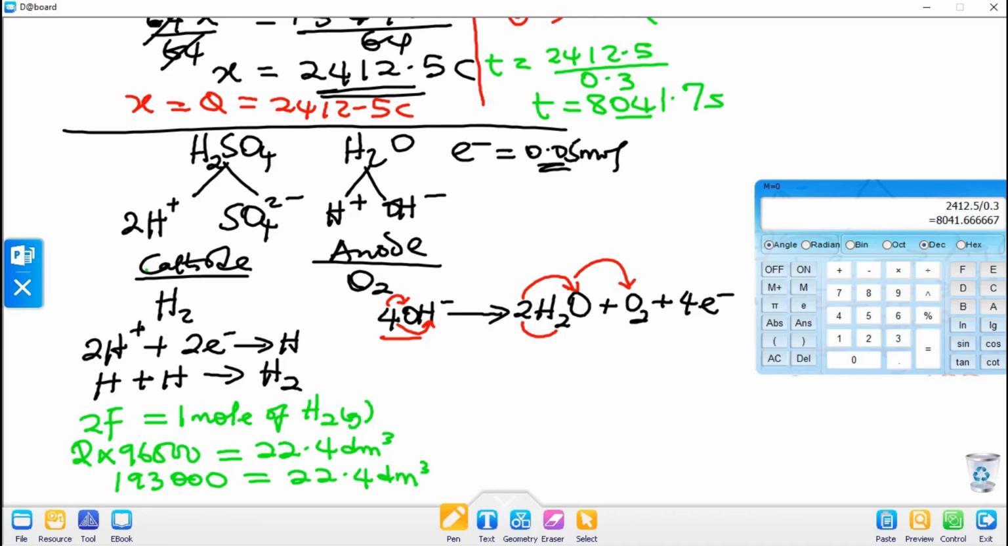So what it simply means here is that 4 moles of electrons, or 4 Faradays, has led to the liberation of 1 mole of oxygen. Look at it, oxygen as a gas has led to the liberation of 1 mole of oxygen.